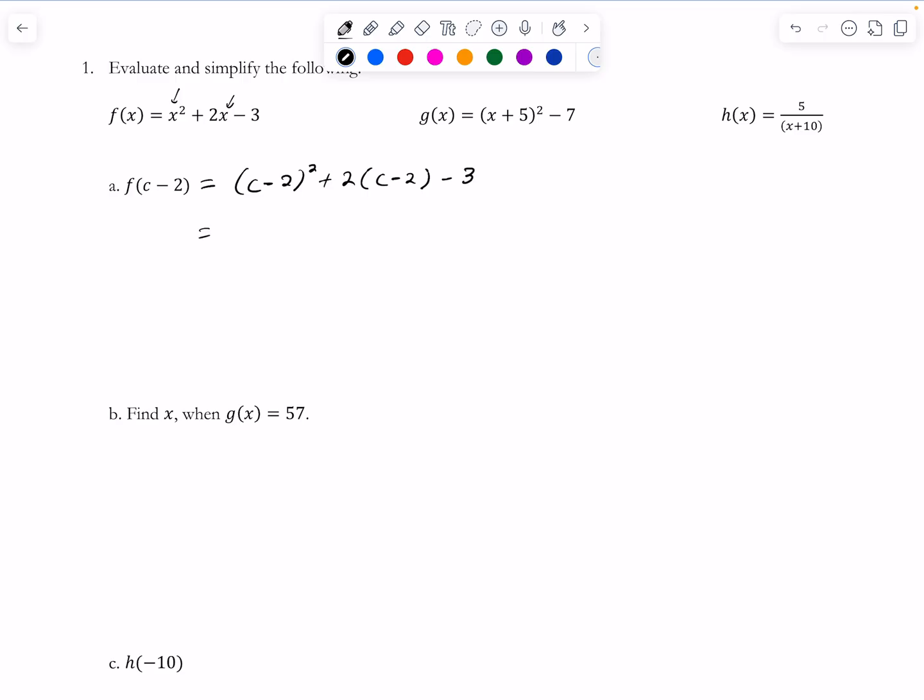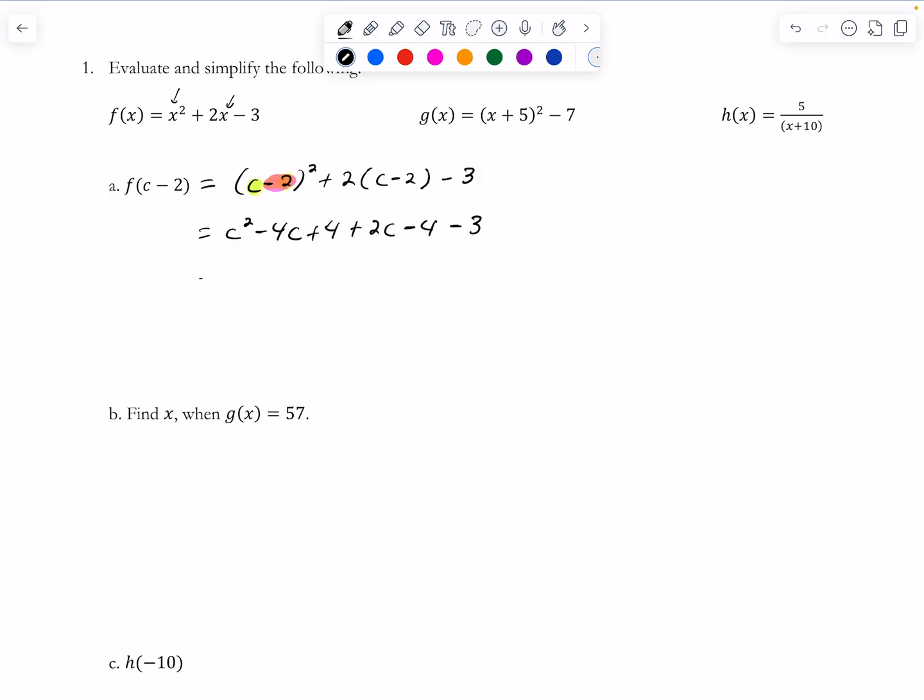Now I'm going to expand this binomial that's squared. We've done this a few times in class. If you do not know how to do this quickly, please write c minus 2 twice and FOIL. But you square the first one, so that's c squared. You do the first one times the second one times 2, which is going to be negative 4c. And the last term is the negative 2 squared, which is plus 4. All right, distribute the 2, you get 2c minus 4.